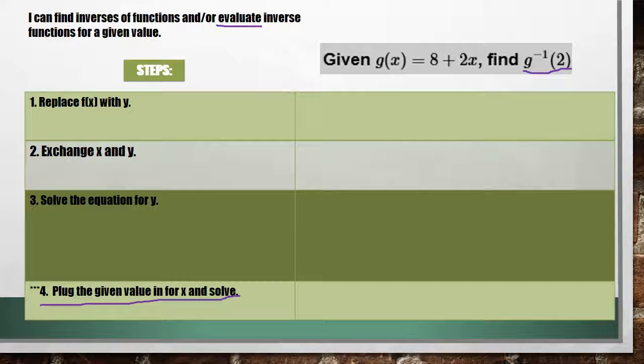So I'm still going to write it as y equals 8 plus 2x, and I'm still going to interchange my x and my y. So this becomes x equals 8 plus 2y. And then I'm going to solve and try and get this y by itself.